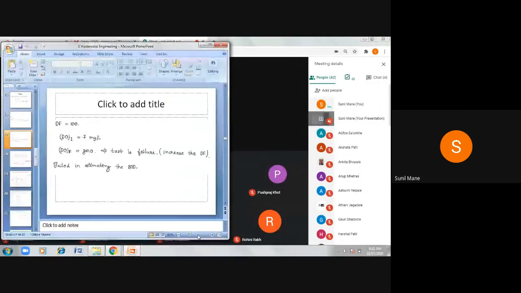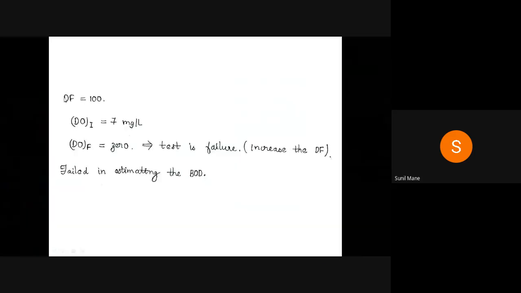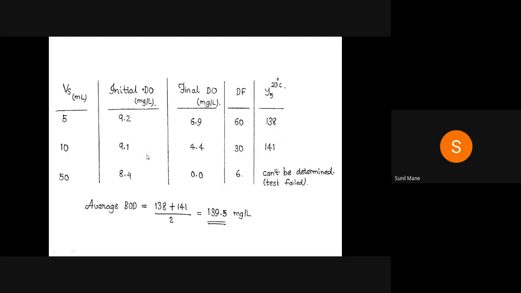Here the dilution factor has been taken as less. That is why organic matter is more, and the dissolved oxygen which has been available in that bottle is not enough for consumption. Because of that it has become zero, and at what point it has become zero, we don't know. So that is why there itself we should write that the test result is failed.